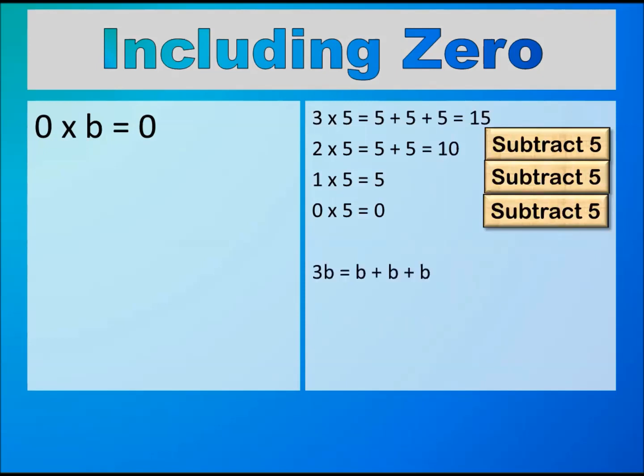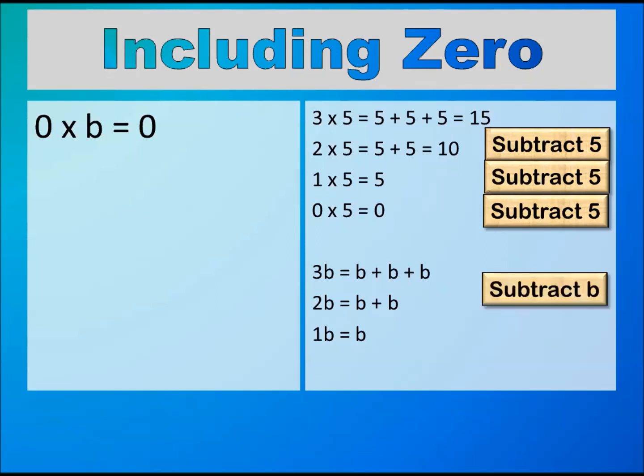I can continue this with variables. 3b, that is 3 times b, is equal to b plus b plus b. We have 3 b's. We are using repeating addition. 2b, that is 2 times b, is equal to b plus b. 1b, you have 1b, and that is equal to b.